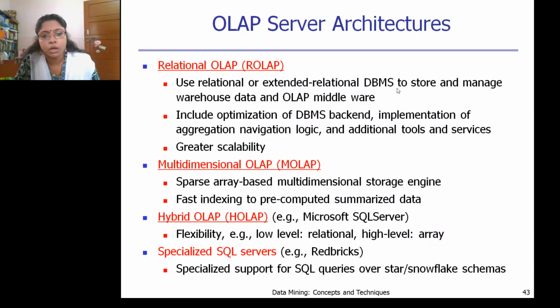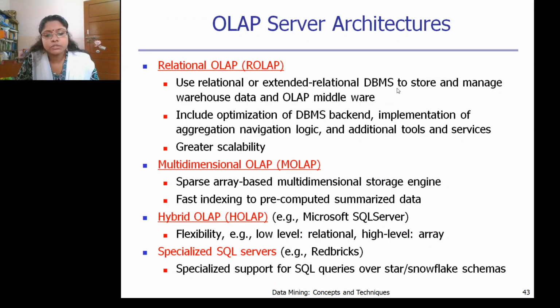The first one is relational OLAP. Relational OLAP uses a relational or extended relational DBMS to store and manage the warehouse data. It's simply the RDBMS, something like an extended relational database to store the data warehouse data, and also OLAP middleware will be there, with optimization, scalability, so many things. That is the relational OLAP server architecture.